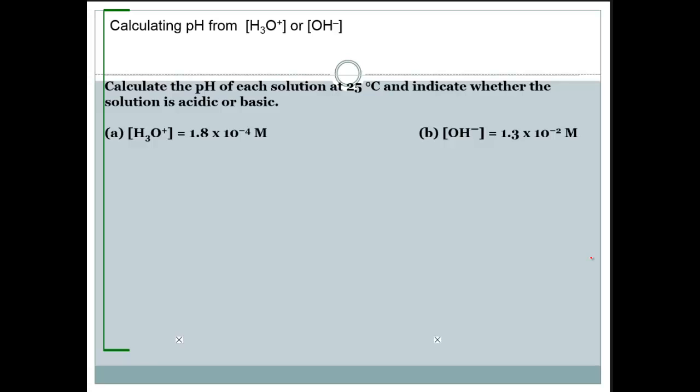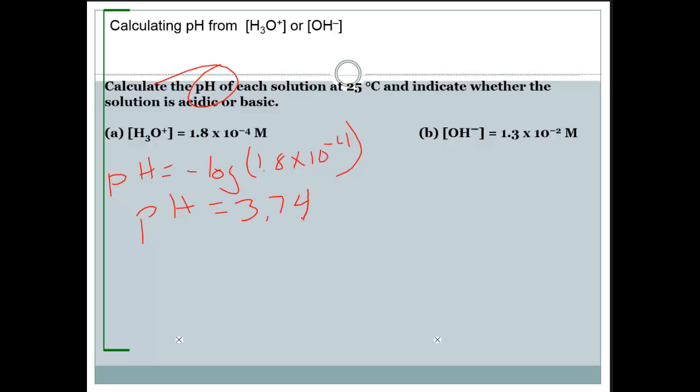Calculate the pH of each solution at 25 degrees Celsius and indicate whether the solution is acidic or basic. So all I want to do this time is calculate the pH. I don't care about the OH minus concentration. So pH is negative log of 1.8 times 10 to the negative 4. Put that into my calculator, 1.8 times 10 EE negative 4, log button. Take the opposite sign, comes out to be 3.74, meaning it's acidic, because it's less than 7.